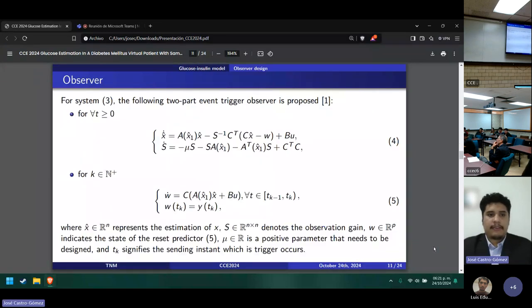So for the previous system, we proposed the following two parallel event-triggered observers. The first one is a state observer with a dynamical observer gain S. And the second part is a predictor of the output. Here, x hat represents the estimation of x, S denotes the observer gain, w indicates the state of the output predictor, mu is a positive parameter that needs to be designed, and t_k signifies the sending instant in which the trigger occurs.